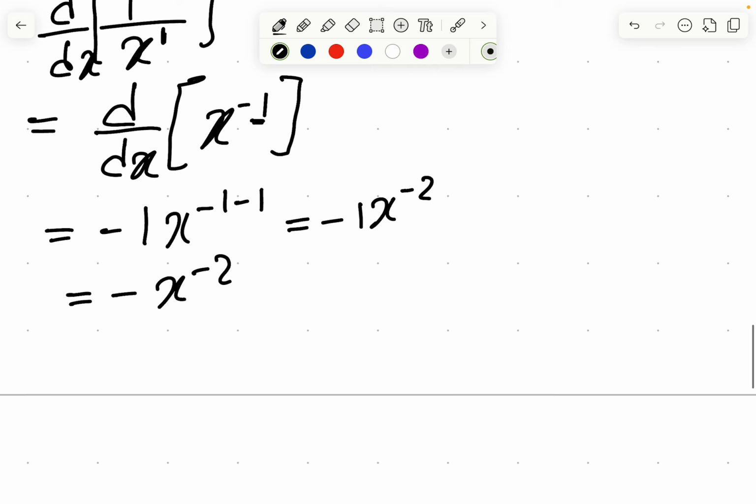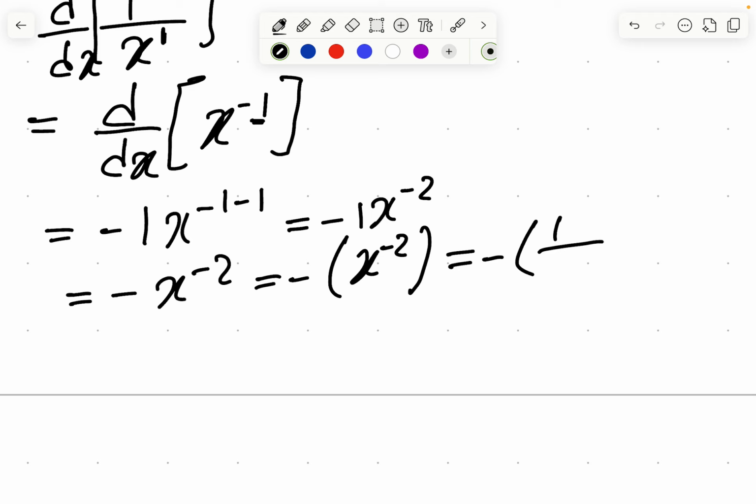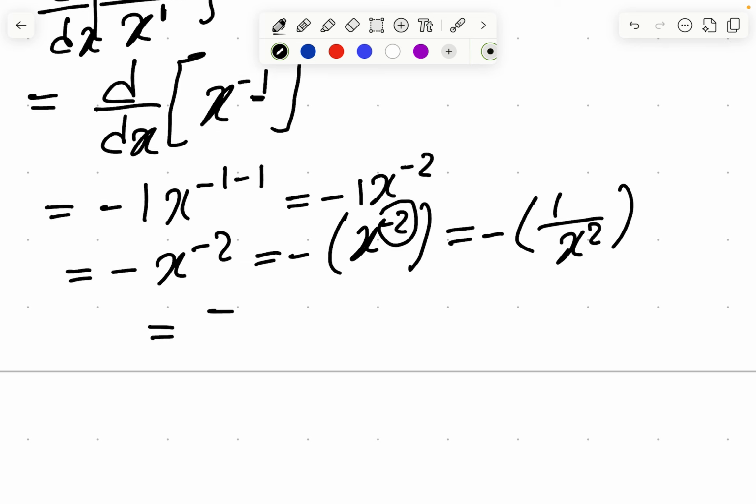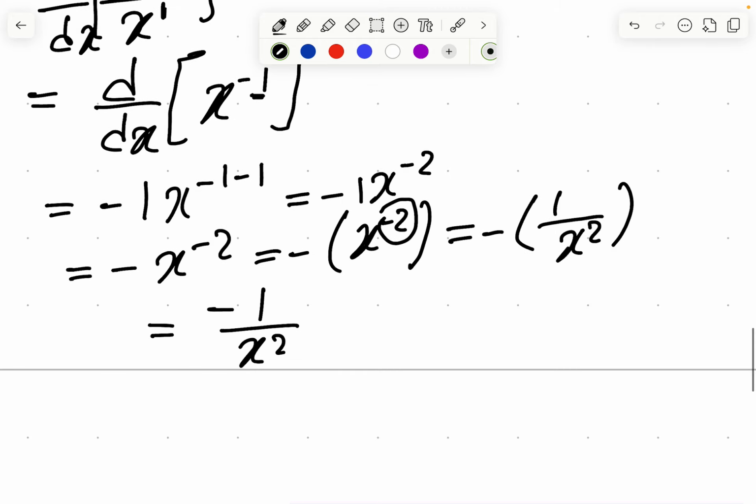You can still simplify this function since it already has a negative exponent and put it into the denominator if you want. Meaning I'm going to have what? Negative times x to the minus 2 is the same as what? Negative times 1 over this one becomes positive x squared. Understand? Meaning your answer is going to be negative 1 over x squared. Okay? It's the derivative of what? It's the derivative of 1 over x.